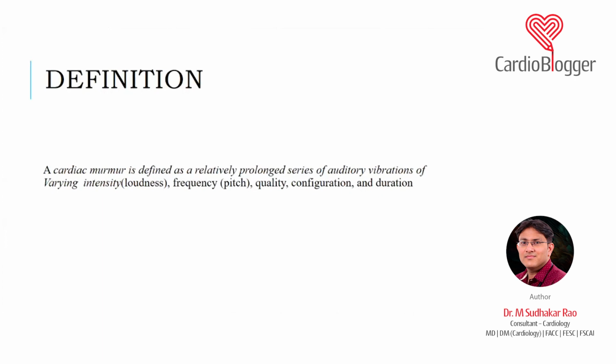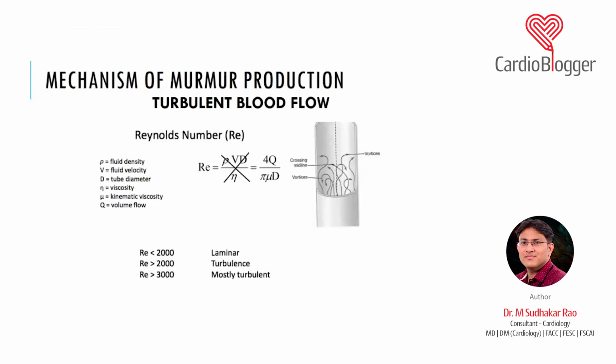However, a cardiac murmur is a relatively prolonged series of auditory vibrations of varying duration. So there are different mechanisms of murmur production. When we come to the mechanism of murmur production, the most important thing is the turbulence of the blood flow. It's the turbulent blood flow either through a normal valve or an abnormal valve. And what determines this characteristic property of the murmur is the Reynolds number. We have known this from our physiology classes, and the Reynolds number is proportional to the flow and inversely proportional to the diameter and the viscosity of the fluid.